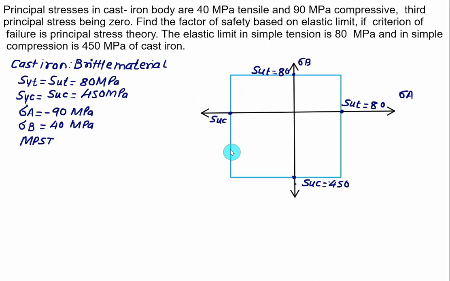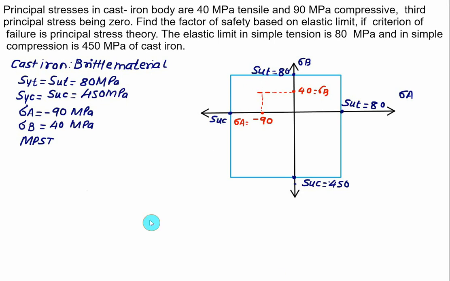Now we'll plot here the point A. Point A is minus 90 megapascal, the principal stress A. So principal stress A we can mark somewhere here, which is minus 90 megapascal, and sigma B we can mark as 40 megapascal. Correspondingly we have a point in the second quadrant. If you have a point in the second quadrant, then we have to find out two factors of safety. One is based on sigma A and one is based on sigma B, because we have two different boundaries. One boundary is SUT and the other boundary is SUC.